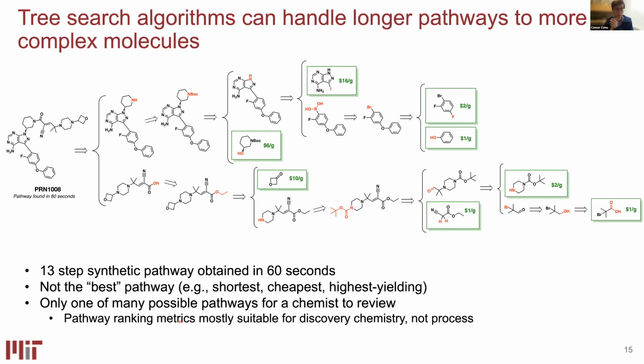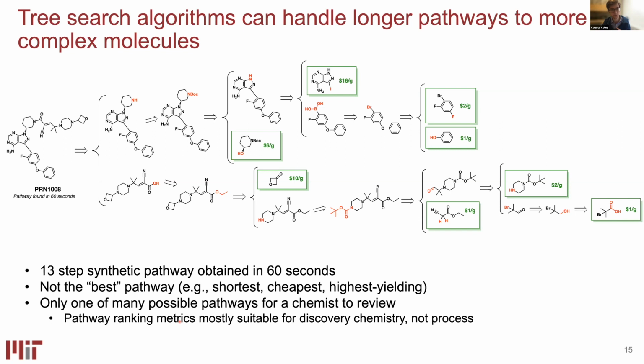This is a structure where it took 1 minute to come up with a 13-step idea. There's no guarantee about this being a good pathway or the best pathway by any optimality metric, but it's an option. The model can assess the feasibility. It can predict the likely points of failure. It can try to estimate the cost of starting materials. And it's something that a chemist can then take and review and refine.